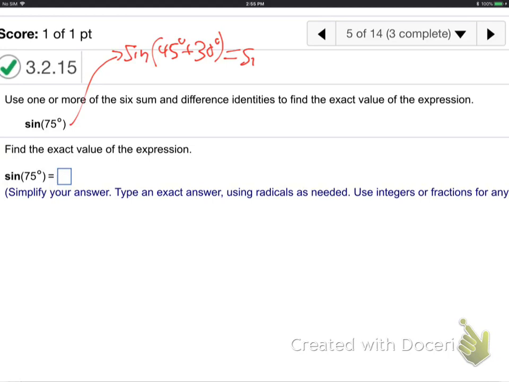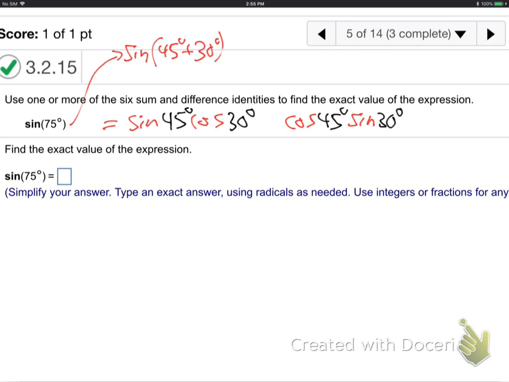So let's do that. I'm going to bring it down so I don't run out of room. Sine, cosine, cosine, sine. Put in the angles: 45, 30, 45, 30. You guys tracking with me? And what plus or minus goes in the middle when you use the sine formula? Same. Sine always uses the same in the middle. Cosine always uses the opposite.